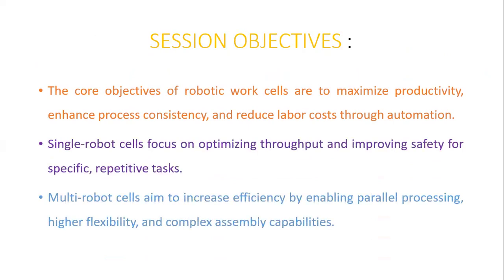So before moving to the main subject presentation, let us go with the session objectives. The main core objective of using the work cell inside the factory shop floor is to improve the safety of the job operation by maximizing higher productivity, maintaining high consistency for each set of the production operation, and minimizing the labor cost with the aid of automation technologies.